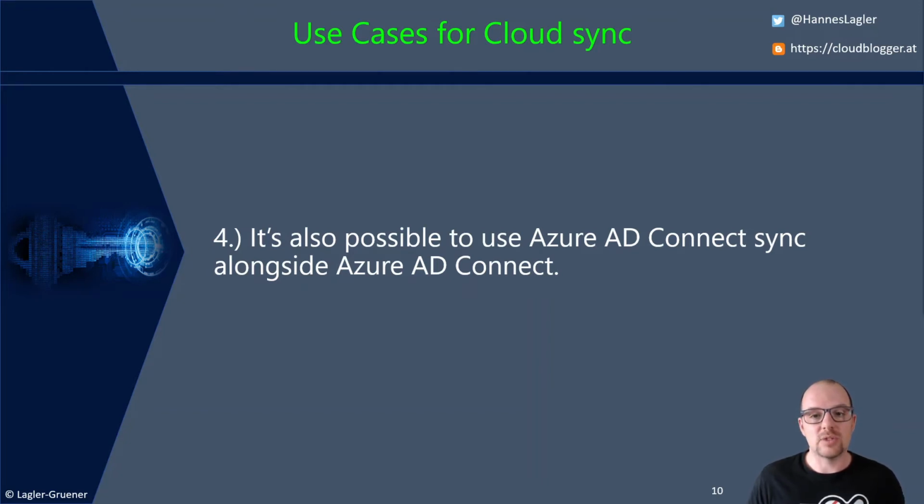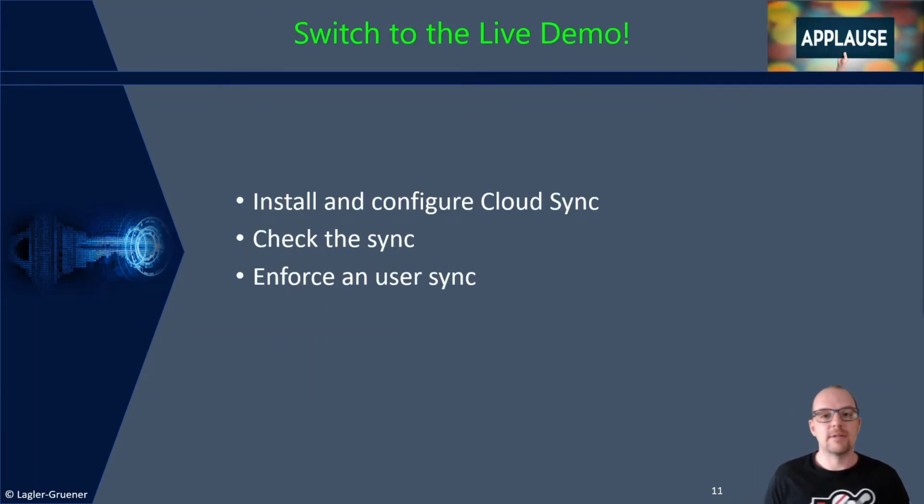And now we switch to my live demo, and we will see the following steps. First of all, we install the Azure Active Directory Cloud Sync. Then we check the synchronization, and at the end, we enforce a user sync. So we have a separate user, and we want to enforce this sync. Now we want this user in our Azure Active Directory. So let's switch over to our live demo.